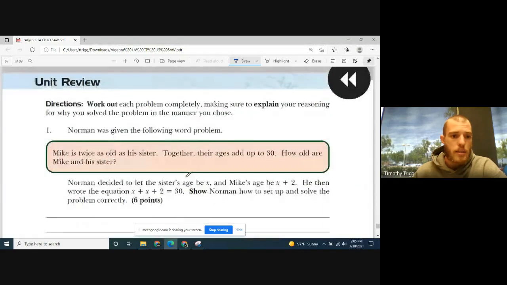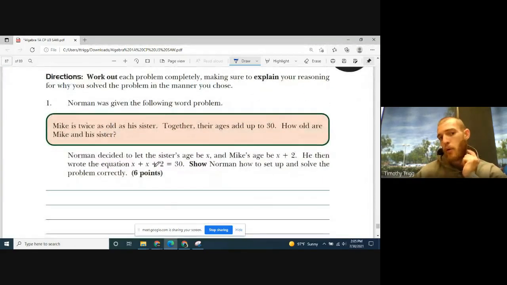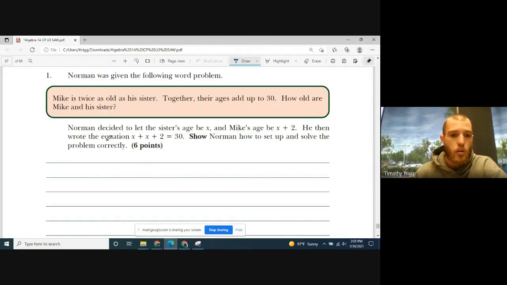It says Norman was given the following word problem. Mike is twice as old as his sister. Together their ages add up to 30. How old are Mike and his sister? Norman decided to let the sister's age be X and Mike's age be X plus 2. He then wrote the equation X plus 2, so that's the sister's age plus Mike's age, equals 30. Show Norman how to set up and solve the problem correctly.